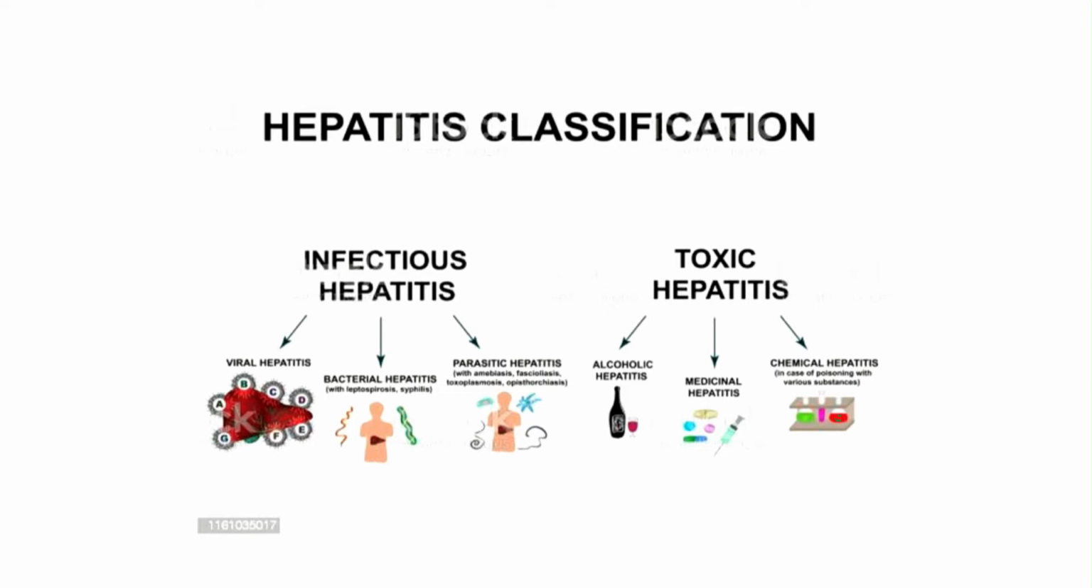Hepatitis can be classified either into infectious hepatitis. This type of hepatitis occurs due to infection, viral infection, bacterial infection, or parasitic infection. And also it could be non-infectious, or what we call toxic hepatitis, which is due to certain chemicals or certain substances, such as high intake of alcohol, which may lead to liver cirrhosis also, and also certain medication may lead to hepatitis, in addition to chemical hepatitis, which is due to chemical substances.